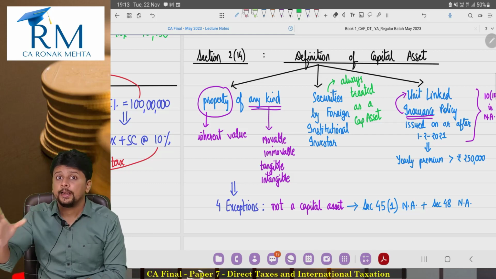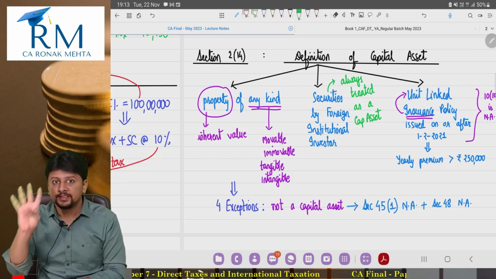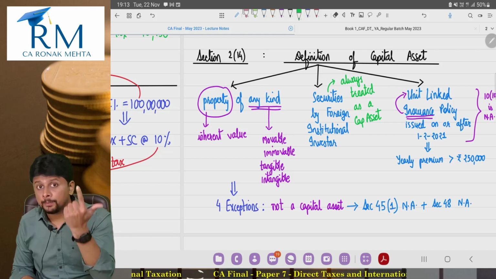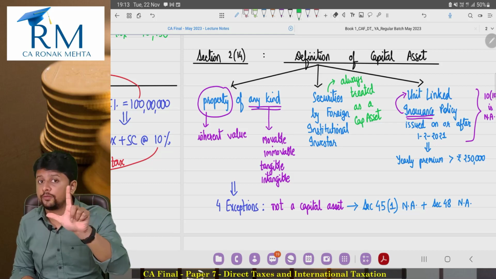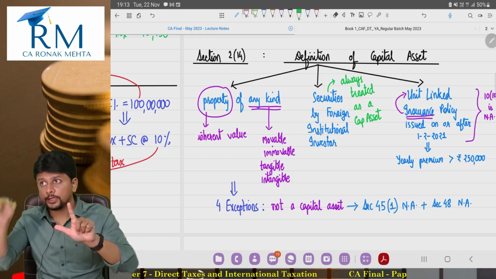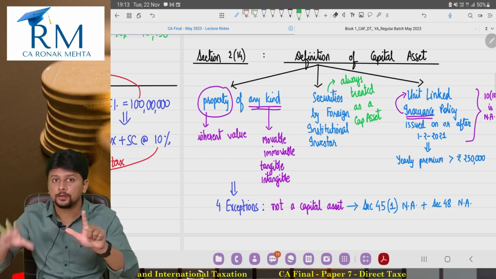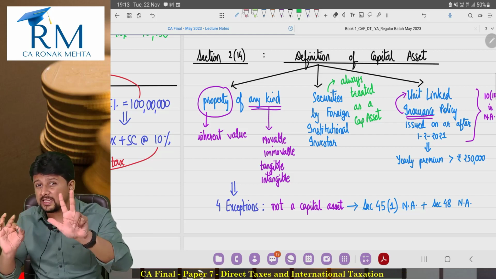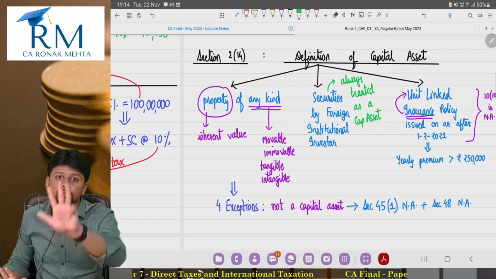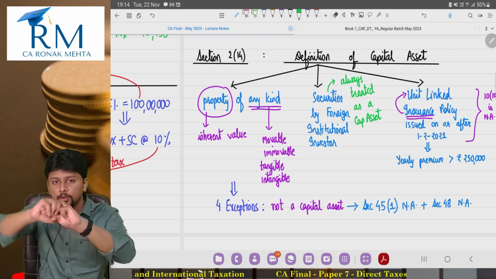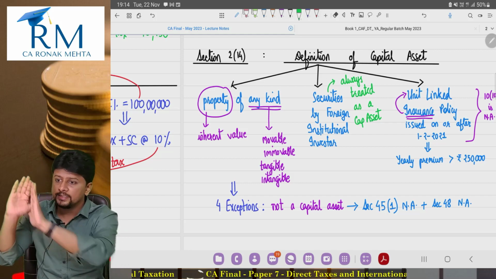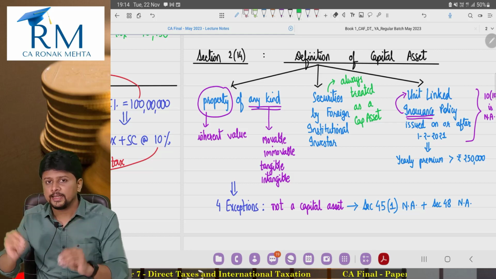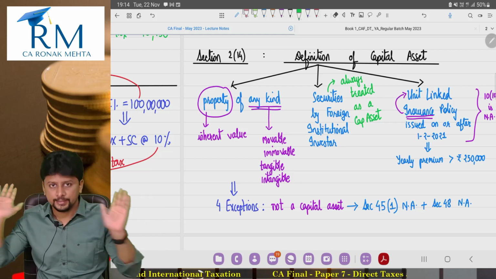Property of any kind held by the assessee, 4 exceptions to it. Raw material, stock in trade, taxed under PGBP. Personal effects, which is movable property held for personal use, but personal effect does not include jewelry, drawings, paintings, work of art, sculptures, archaeological collection, etc. Third, rural agricultural land located in India, and fourth, gold deposit certificates. These 4 are not treated as a capital asset. Otherwise, anything which is property of any kind, inherent value, movable, immovable, tangible, intangible, will be considered as a capital asset.